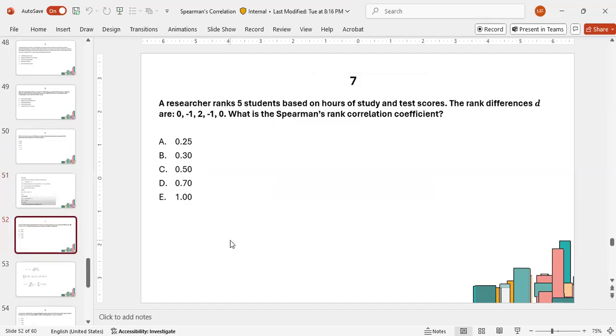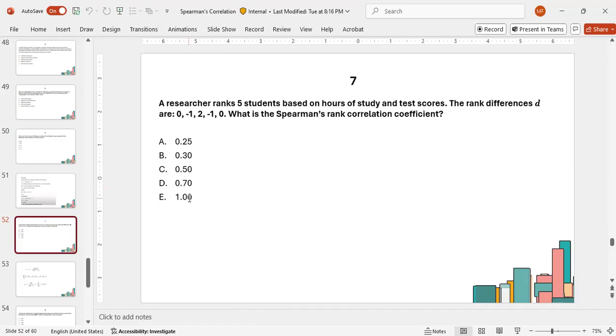The next MCQ is: a researcher ranks 5 students based on the hour of study and test scores. The rank differences D are 0, -1, 2, -1 and 0. What is the Spearman ranks correlation coefficient? Alpha 0.25, beta 0.30, then 0.50, 0.70 and then 1.